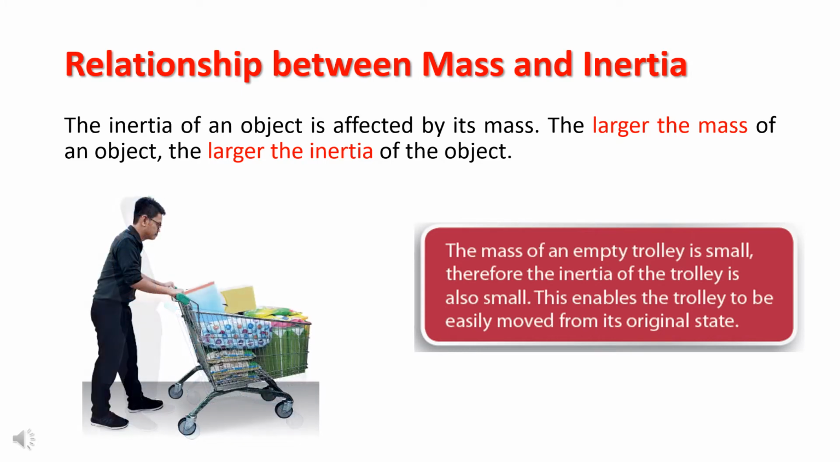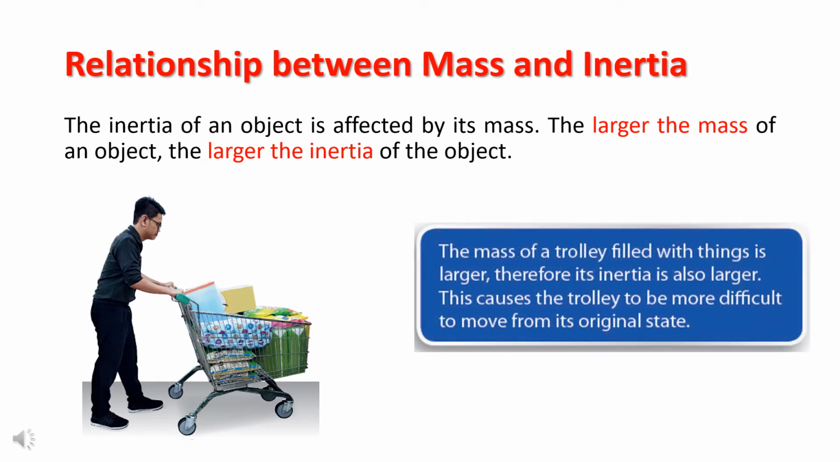Next, he pushes a trolley full of groceries. The mass of a trolley filled with things is larger. Therefore, its inertia is also larger. This causes the trolley to be more difficult to move from its original state.